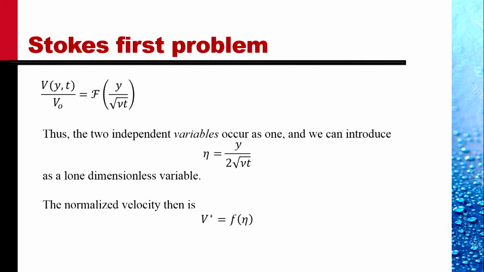So we introduce eta as a lone dimensionless variable equal to y divided by twice the square root of nu t. This factor of 2 is for convenience, in the sense that if we introduce this 2 here, then the resulting equation is easy to solve. The normalized velocity then is v star, a function of eta.